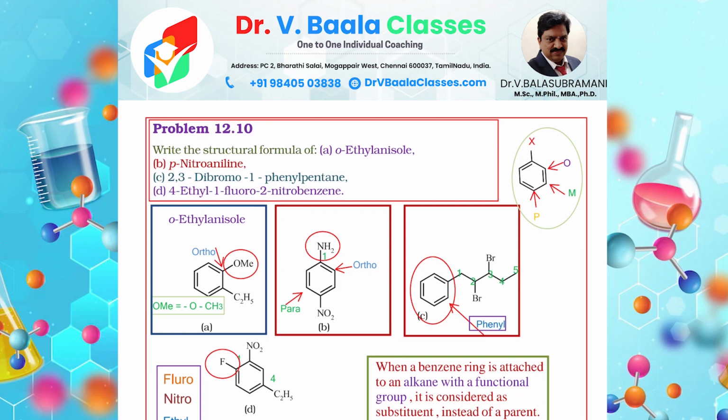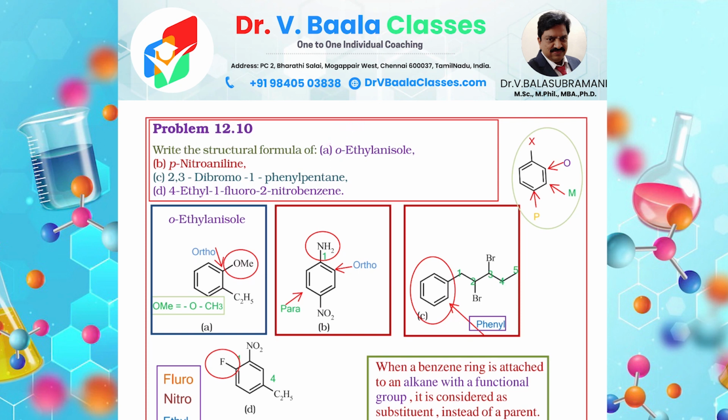In this question, write the structural formula of O-ethyl anisole. Already we know what is called anisole. OMe is nothing but OCH3. This is a benzene ring. Here OMe is attached. This is called the anisole part.